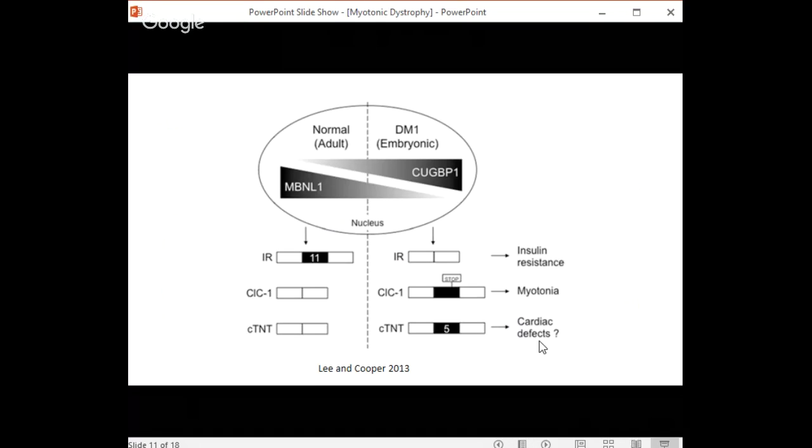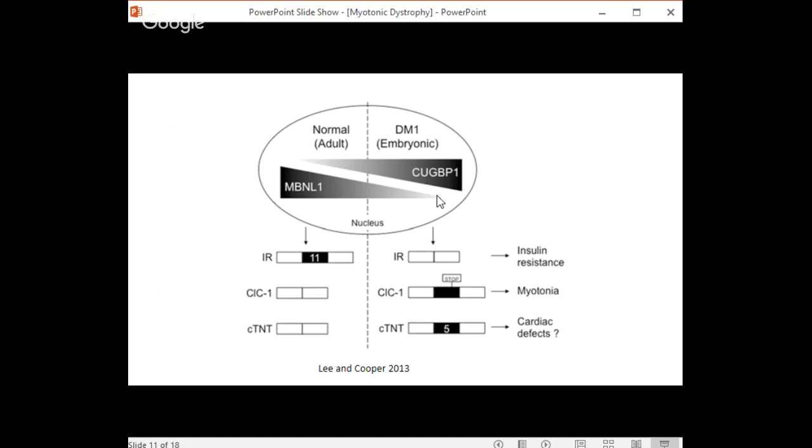So if we look here, usually MBNL1 has a big effect in these three genes: IR, CLC1, and CTNT. CTNT again is cardiac muscle troponin 2. CLC1 is the chloride channel gene, and IR is the insulin receptor gene. So as you can see, they have different alternative transcripts depending on whether you have MBNL1 doing its normal job, or in the disease-ridden people where MBNL1 is sequestered and CUG-BP1 is now free.